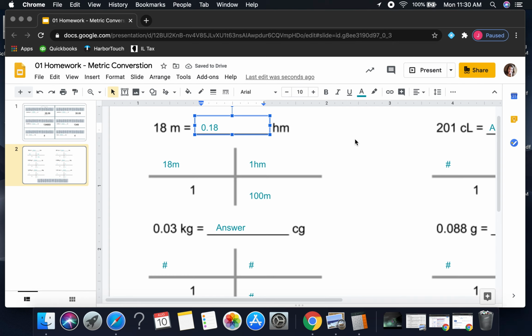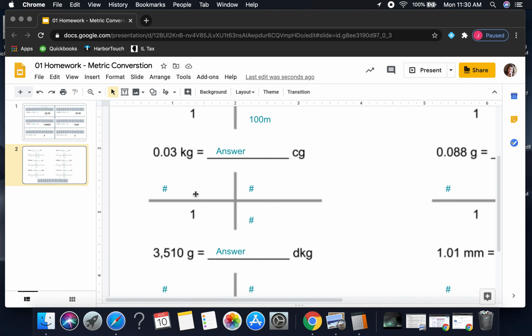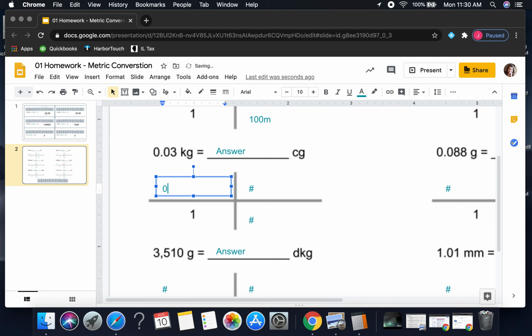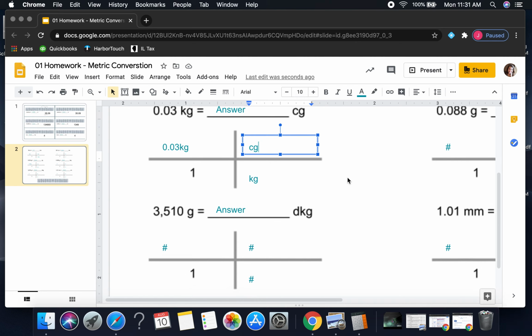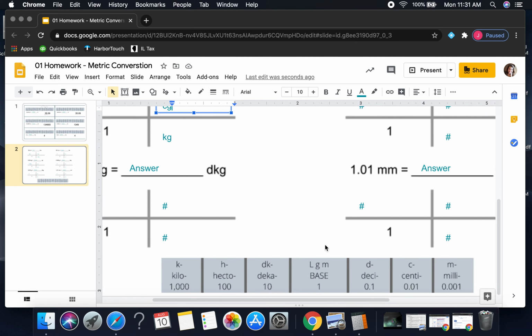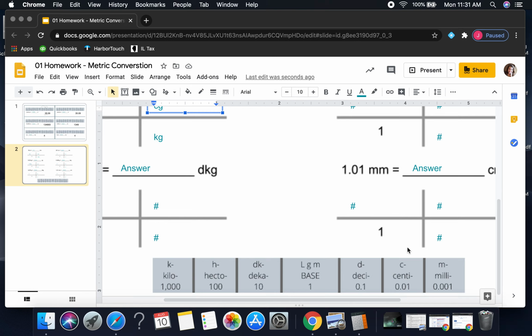I'm going to do another one with you as well. We're going to do this one. Remember in the first blank, you're just going to put whatever we're starting with. So we're starting with kilograms. Whatever unit is up here is what's going to go here, and then up here will be what unit we're trying to get to, so CG. Looking down, we're starting with kilograms and going to centigrams. So we are jumping from here, kilograms to centigrams.